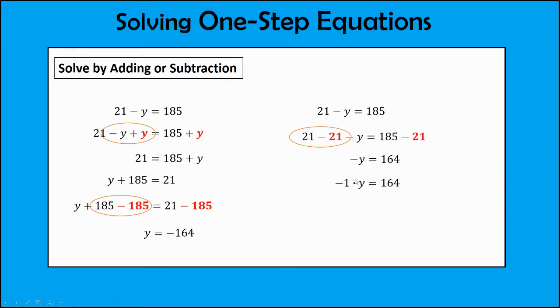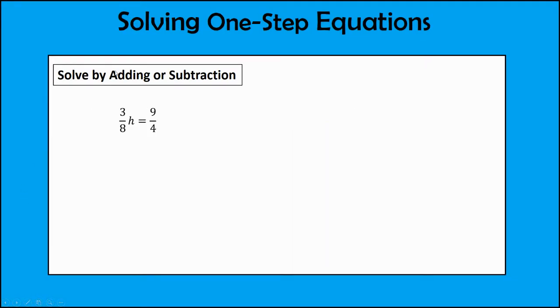And now I want to make this negative 1 become positive 1, so I'm going to multiply it by negative 1. Negative 1 times negative 1 is positive 1. If I multiply the left side by negative 1, I got to go to the right and multiply it by negative 1. This is going to give me positive 1, and I got y equals negative 164. So you can see it took about the same number of lines of work. I got the same answer in the end, just a little different way of doing it. And there's different ways of doing it, so show your work and show process.